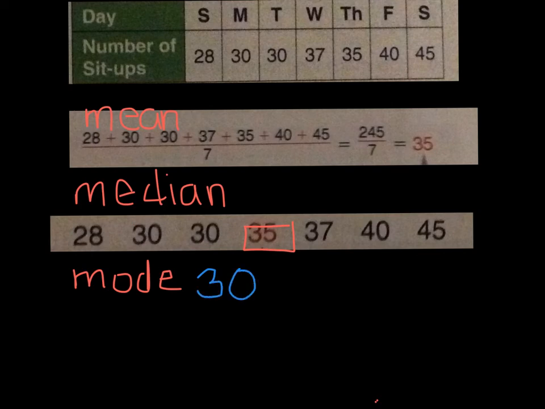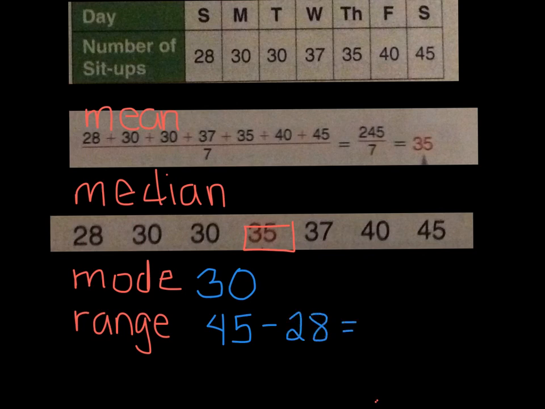Now taking a look at the range, that will be the difference between the greatest and the least values in the data set. So again, it's easiest just to use the data after you've written it out for the median, because that's put it all in order for us. So for the range, we take the difference between the greatest and least values. So our greatest number here is 45. Then we subtract the least number, which is 28, and we get 17.